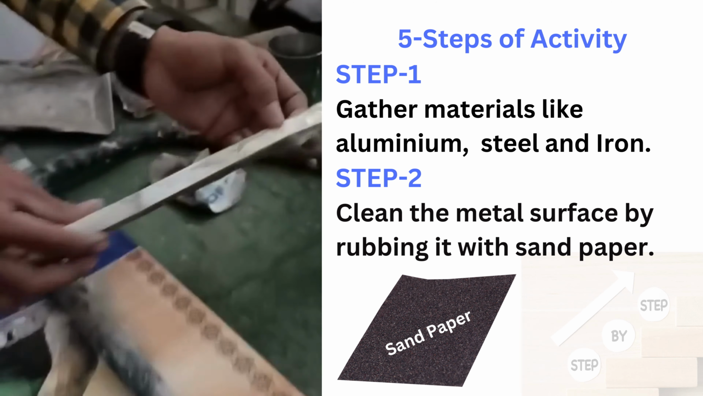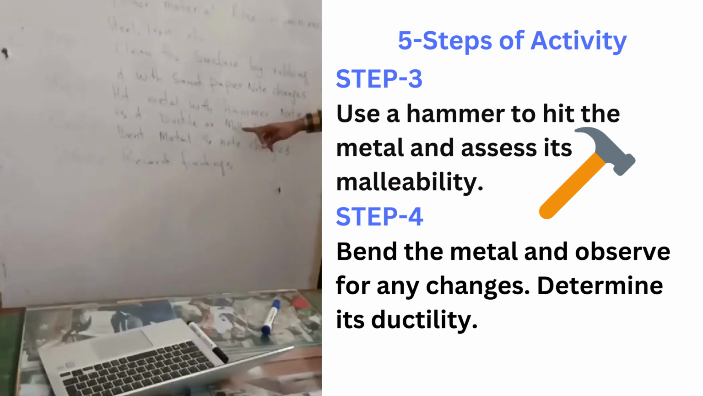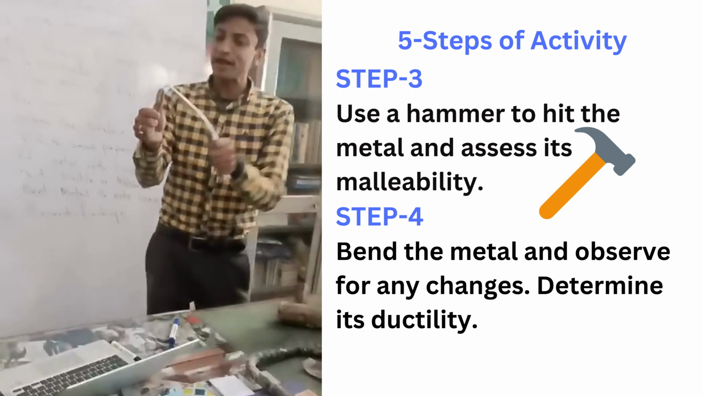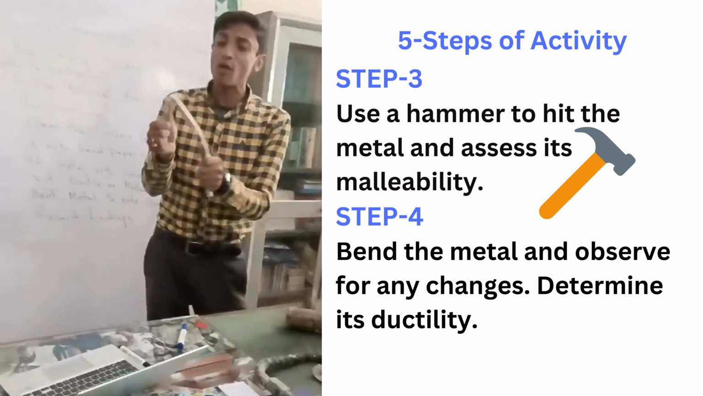In the 4th step, we will check if it is ductile. We will bend this. The bending property of metal is called ductile.